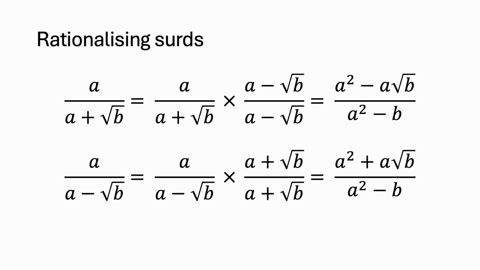Sometimes we may get it in this sort of format here. So our denominator may be A plus root B, or our denominator may be A minus root B. However, when we want to rationalise, we rationalise by the opposite sign. So for the first instance here, we have to times A plus root B by A minus root B, because if we expand out those two brackets, we get A squared minus B, essentially. So let's do an example.